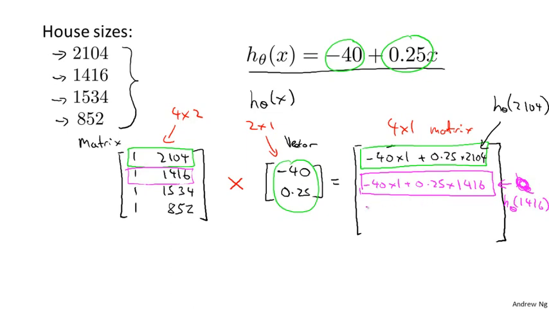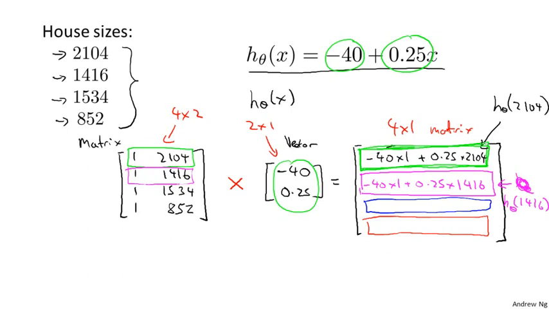right? And so on for the third and the fourth elements of this 4x1 vector. And just to be clear, this thing here that I just drew the green box around, that's a real number, a single real number. And this thing here that I drew the purple magenta color box around, that's a real number. And so this thing on the right overall is a 4x1 dimensional matrix, a 4-dimensional vector.